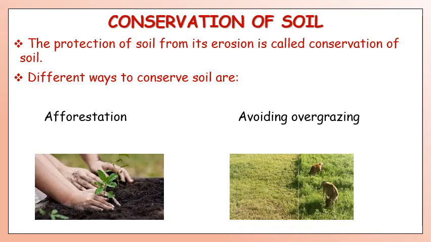Next is avoiding overgrazing. We should take care that the grazing animals are not allowed to graze on the same area of land continuously for a long time, because you have studied that overgrazing reduces the fertility of soil. So we should avoid overgrazing.